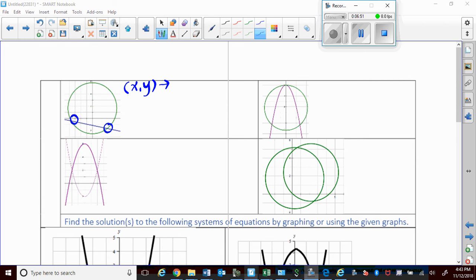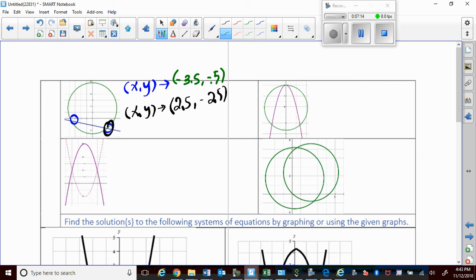All right, so we're ready to go, and our first set of coordinates here is at negative 3.5, comma, negative 0.5. Okay, and second set over here, x, comma, y, maps onto 2.5, comma, negative 2.5. And over here we have three distinct intersections.